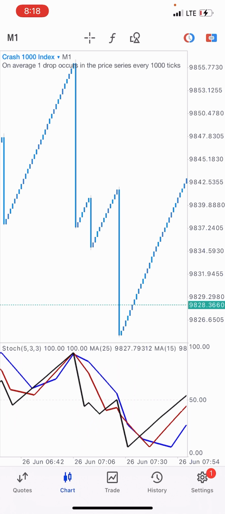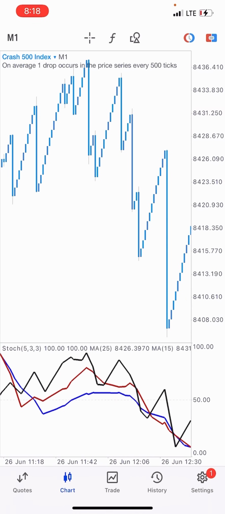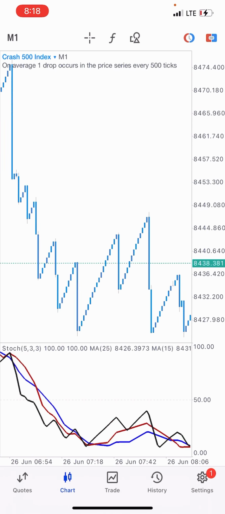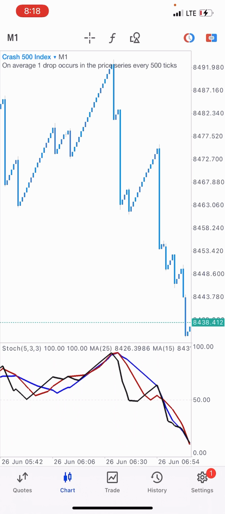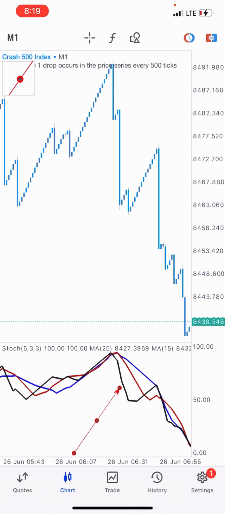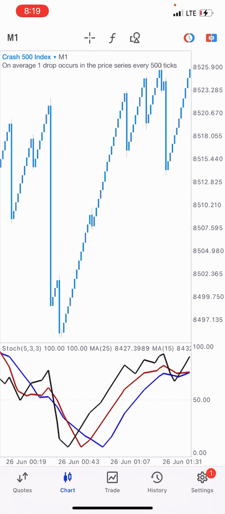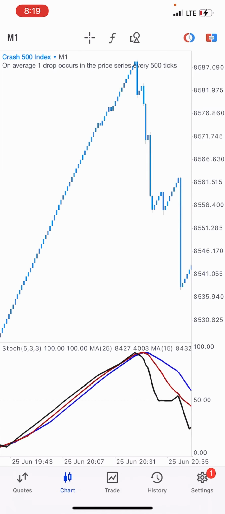But this is the latest strategy that I'm using now, and I'm cashing out with it. This is Crash 500. Don't long talk, the explanation is simple. You just wait for the black line, then wait for the red line and the blue line to cross each other to the downside. Then you just enter for a sell.